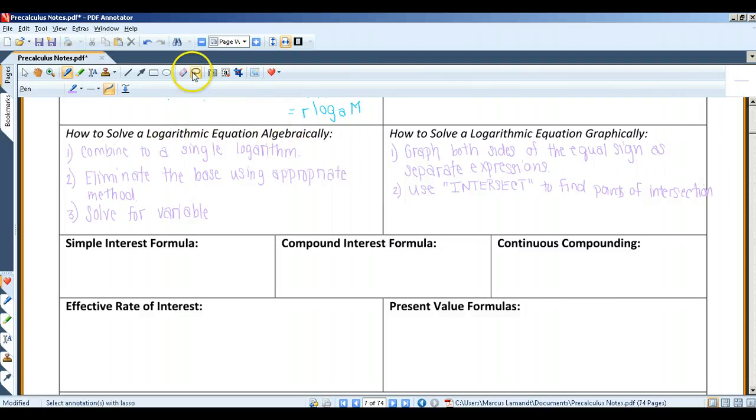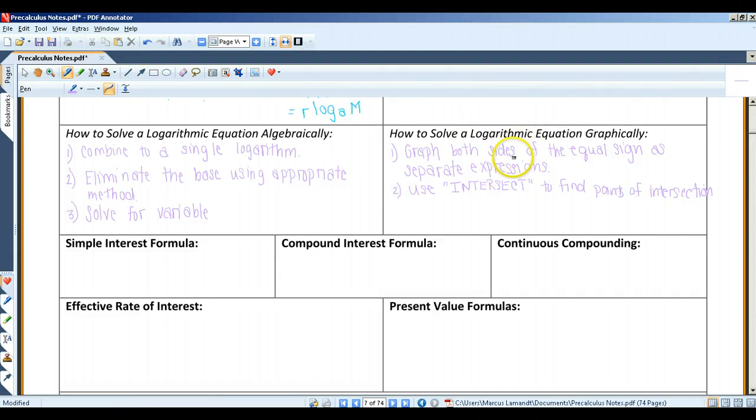There are two ways you can solve a logarithmic equation, and there's a large variety of logarithmic equations out there. Generally, you're going to want to combine everything into a single logarithm. Sometimes, if you have logs on both sides of the equal sign, you'll want one log on one side of the equal sign and one log on the other. Then you want to eliminate the base using the appropriate method. Depending on what kind of equation it is will determine what method you're going to use. Once you've eliminated the base, then it's just a regular algebra equation. You just solve for whatever variable you're trying to solve for.